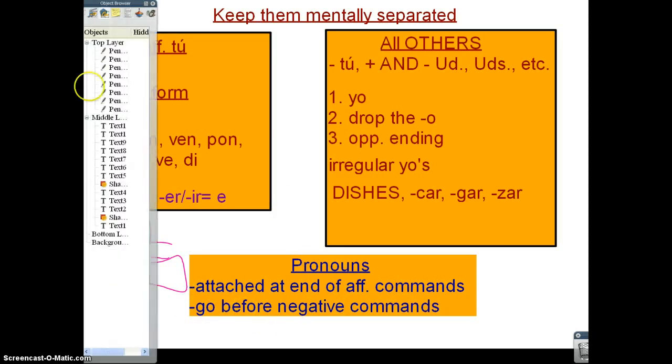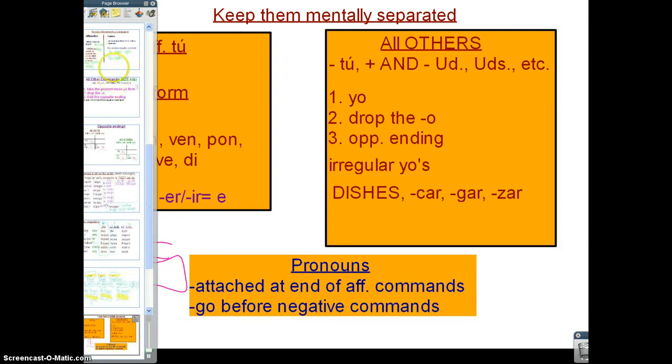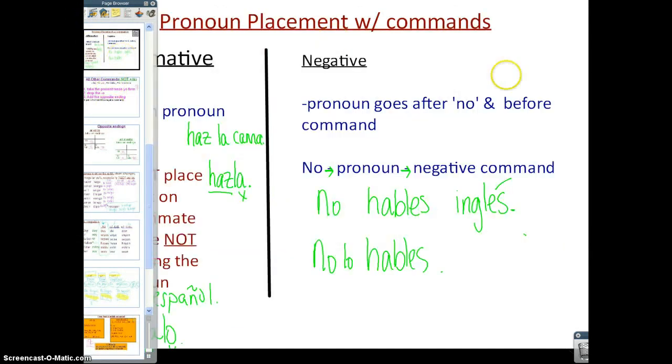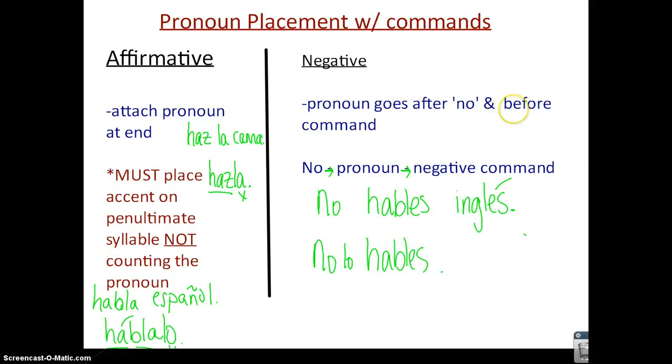Let me just show you what that looks like quickly in a more descriptive slide. Let me go back here. Here is a summary of where pronouns go in relationship to commands. We've already looked at the affirmative side. Here's the negative side. The pronoun goes after no and before the command. So you go no, pronoun, negative command. So if I wanted to tell you don't speak English, no hables inglés, I would replace inglés with the direct object pronoun lo, and it would go between no and the command. No space lo space hables, no lo hables.